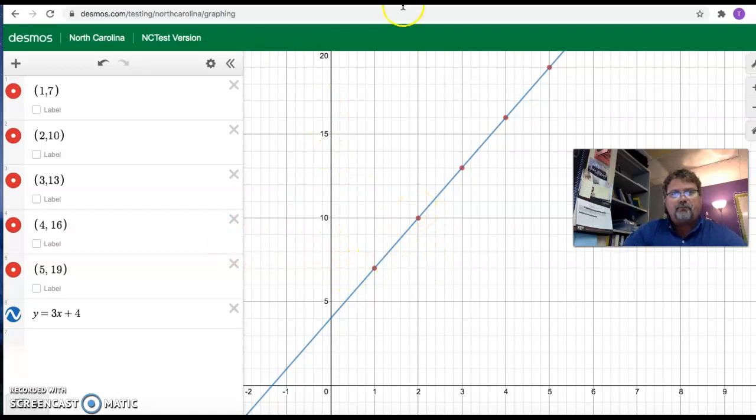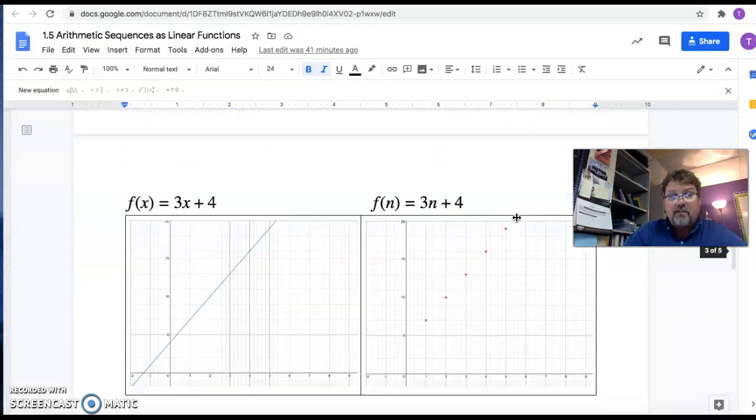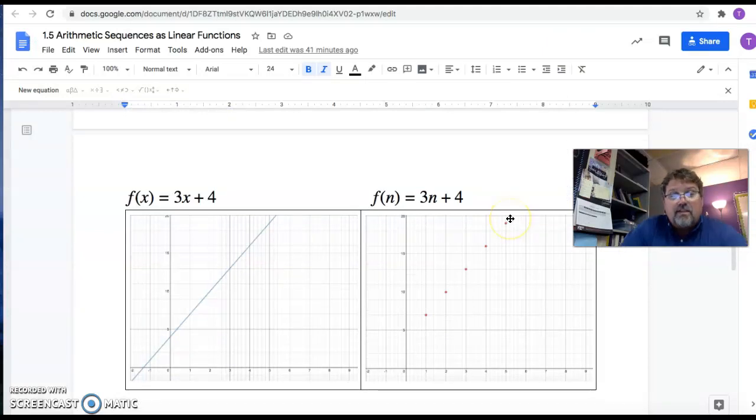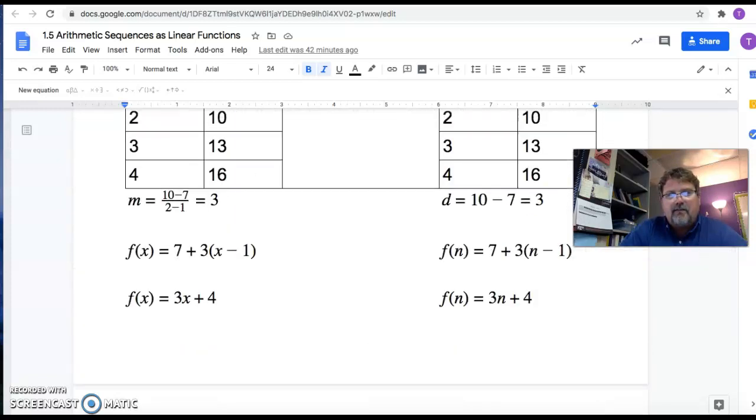All right. Let's see what else we got to talk about. And I'll put those graphs in here so you can see it. So there is a difference in these functions. There is. But that's why I say they're close cousins. I've always described it that way.